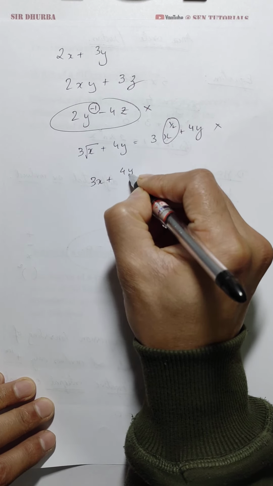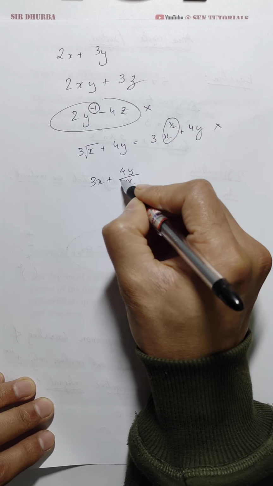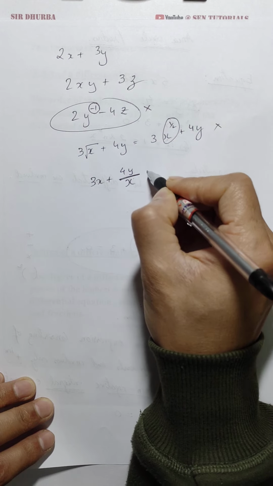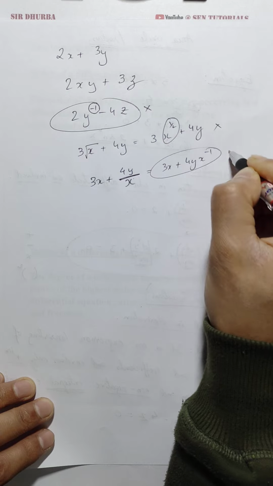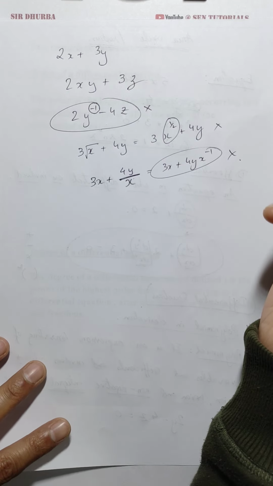So even this is also not a polynomial. 3x plus 4y by x. So you can see no division involved with the variables, because if you write it, then you will have to write it as 4y x power minus 1. So this is also not a polynomial, right? So you're getting the feel of a polynomial.